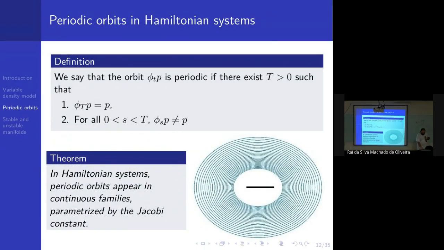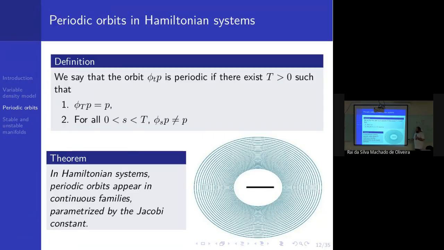So we have explored the equilibrium points and some properties of the variable density model, and now we are going to study the periodic orbits. Just to refresh, we say that an orbit is periodic if after some time t, starting at some point p, the orbit actually crosses again the initial point. For example, this is a periodic orbit, right? Because after some time, we get back where we started.